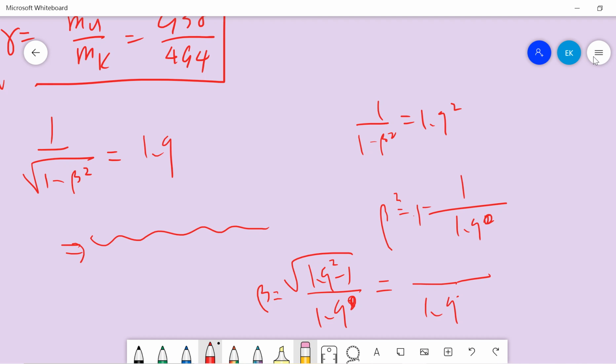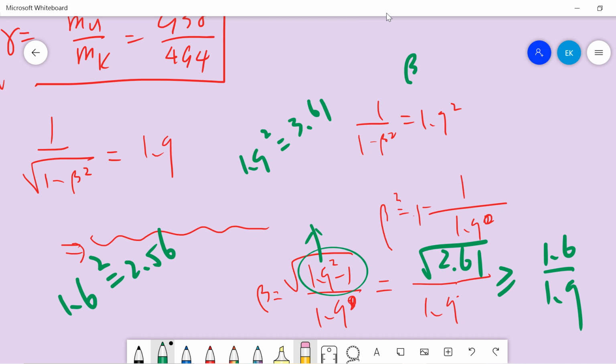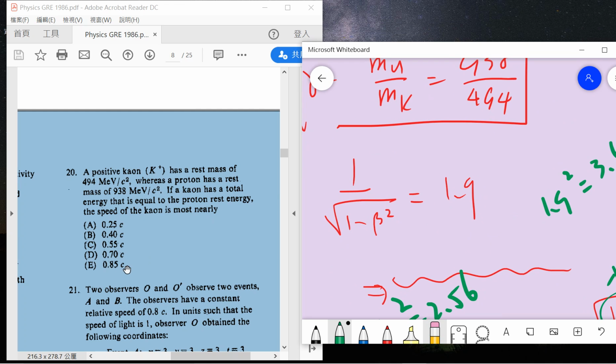Okay, so this is 1.9 squared, basically is 3.61. So this is the square root of 2.61. And you know that 1.6 squared is 2.56. So this is larger than 1.6 divided by 1.9. So beta is close to 16 divided by 19. And you can compute this is 0.8 something. Okay, so the only remaining answer is E.